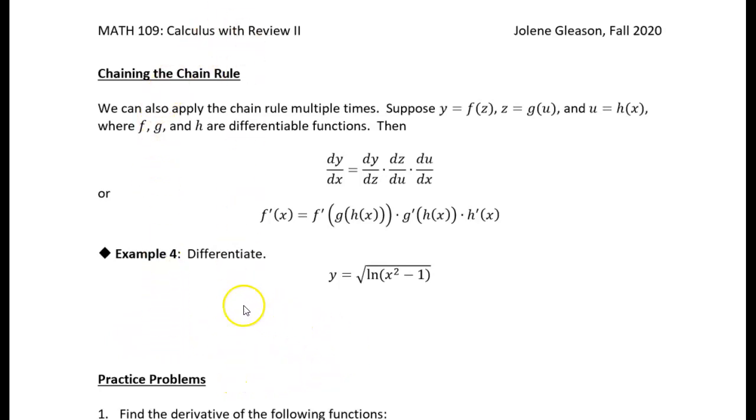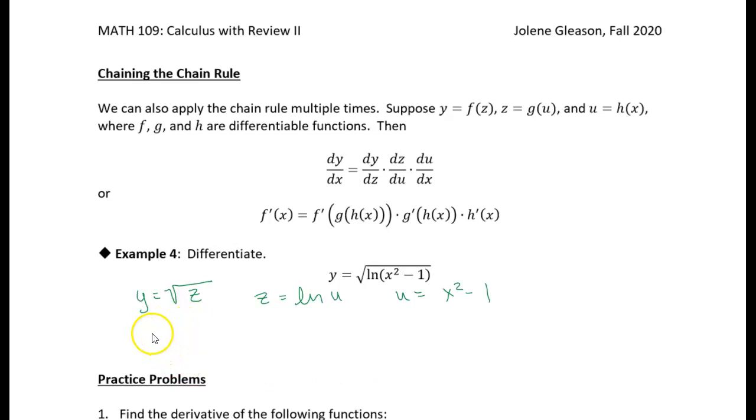So here we have y is equal to the square root of the natural log of x squared plus 1. So you can see we have the outside function here, y is equal to the square root of z. Okay? But z then is equal to the natural log function. So it's a natural log of u, because then u is inside of the natural log function, and we can say u is equal to x squared minus 1. Okay, so we have a function within a function within a function.